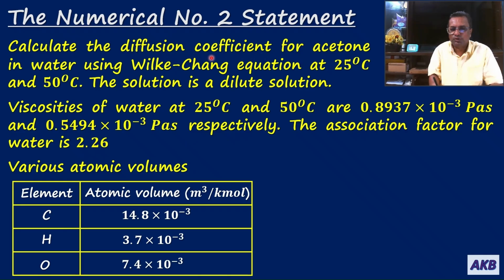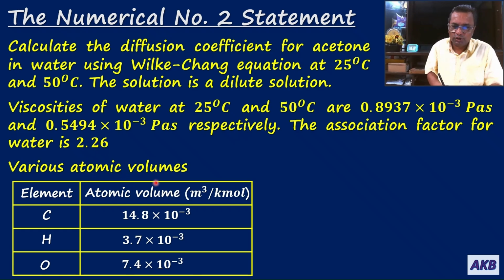So we are supposed to find out the diffusion coefficient for acetone in water, and for that we need to use the Wilke-Chang equation. The diffusion coefficient has to be found out at two temperatures, 25 degrees Celsius and 50 degrees Celsius. The solution is a dilute solution. Then viscosities of water are given to us: at 25 degrees Celsius, it is 0.8937 × 10^-3 Pascal second, and at 50 degrees Celsius, it is 0.5494 × 10^-3 Pascal second. The association factor for water is 2.26.